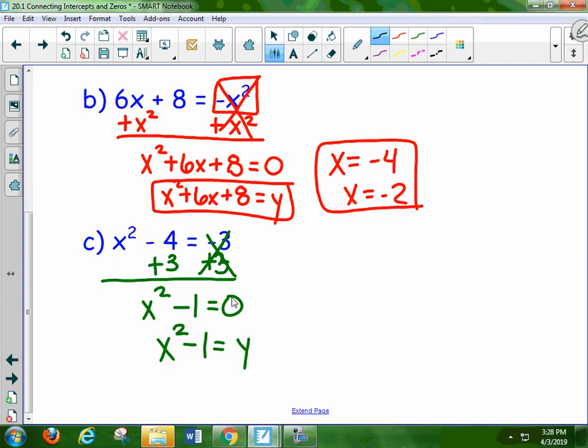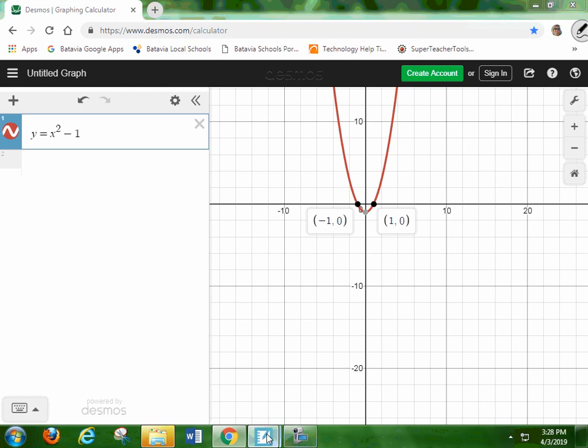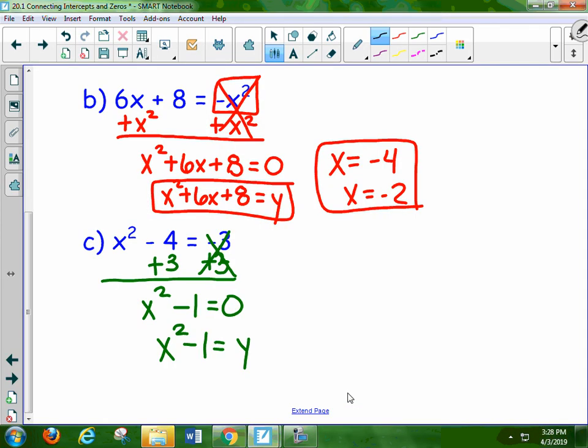I pulled up the wrong thing. Y equals x squared minus 1. There's my parabola. And I get values again at -1 and +1. So here, x is equal to 1 and x is equal to -1. And there's my answers. Okay.